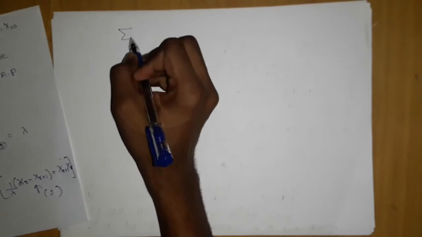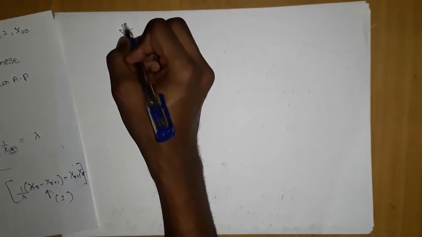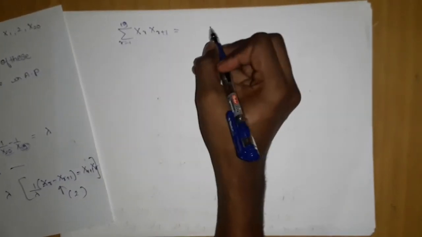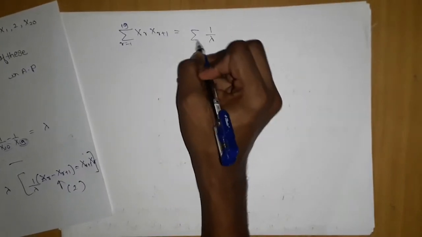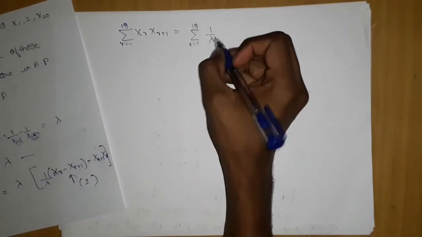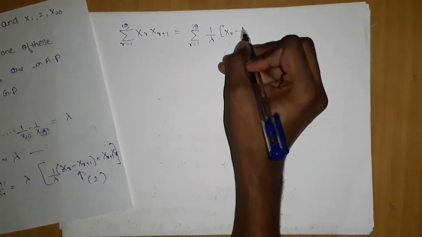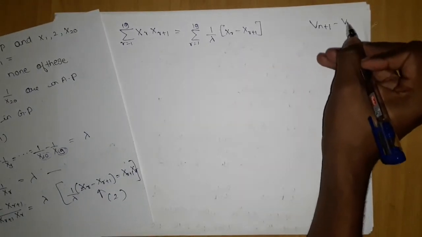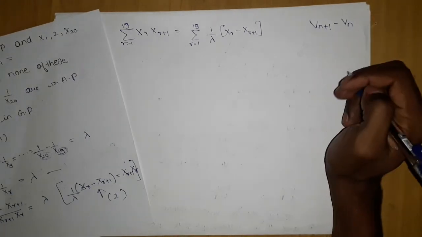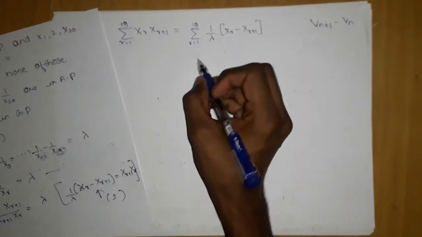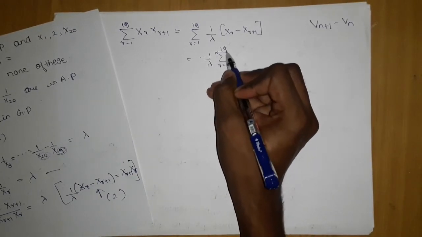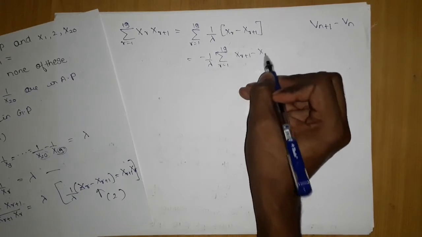If we open this, let me take the next page. Summation r is equal to 1 to 19 of xr into xr plus 1 will be equal to the summation, which is still here, 1 upon lambda into xr minus xr plus 1. But if you remember the Vn method, we used to take Vn plus 1 minus Vn in this format. So to create that format, we will take 1 upon lambda and then summation r is equal to 1 to 19 to create xr plus 1 minus xr, right?